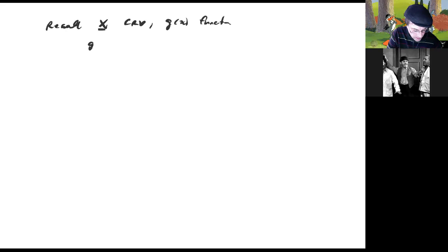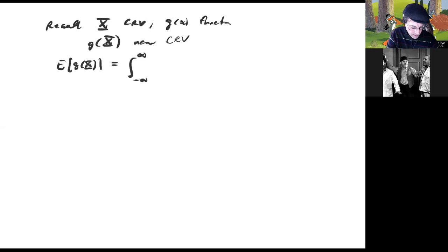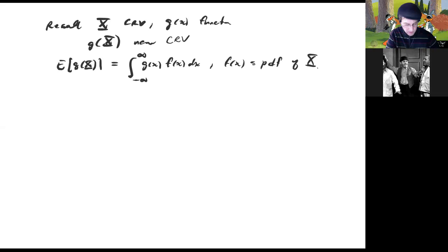So let's start off with some motivation from something you know already that we actually did cover. Let's recall, if you have a continuous random variable x, and g of x is a function, then you can apply the function to the random variable x to get a new random variable. And we could ask what its expectation is, and the expectation of this new random variable g of x is given by integrating from minus infinity to infinity g of x times f of x dx, where f of x is the PDF of the random variable x. We proved this way back when. I don't remember which chapter.